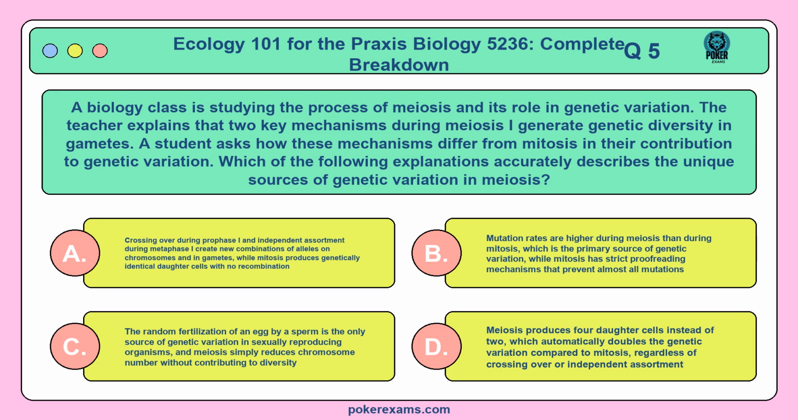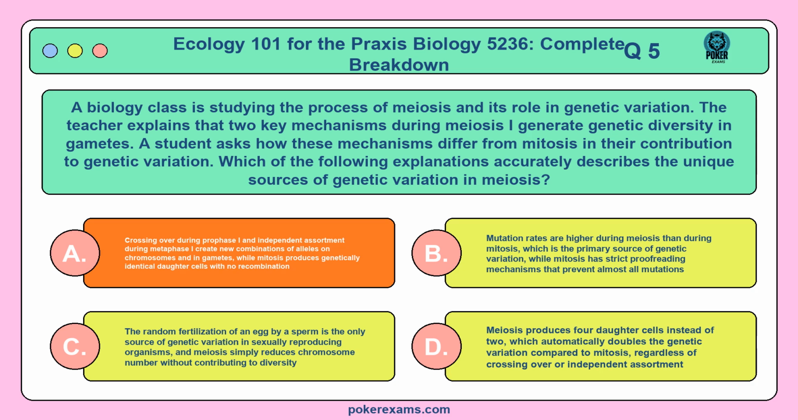The teacher explains that 2 key mechanisms during meiosis generate genetic diversity in gametes. A student asks how these mechanisms differ from mitosis in their contribution to genetic variation. Which of the following explanations accurately describes the unique sources of genetic variation in meiosis? Option A. Crossing over during prophase I and independent assortment during metaphase I create new combinations of alleles on chromosomes and in gametes, while mitosis produces genetically identical daughter cells with no recombination.